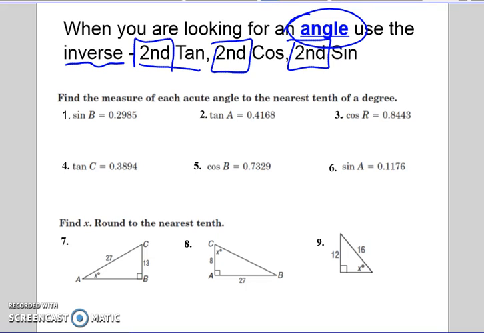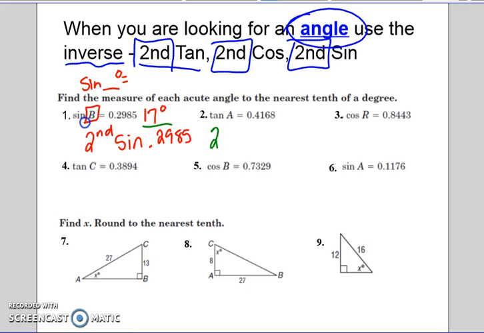So right here, they're looking for the sine of B. Remember, it's the sine of some degree. So here, you're just going to hit second sine 0.2985. And when you do that in your calculator, you will get 17 degrees. Remember, when you're talking about degrees, leave them to the nearest whole number.